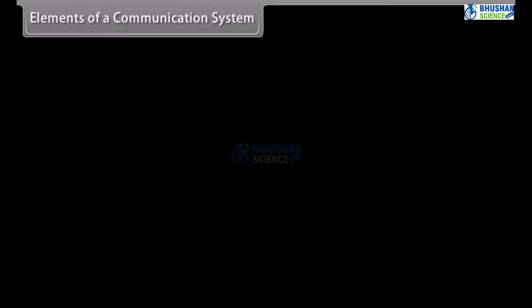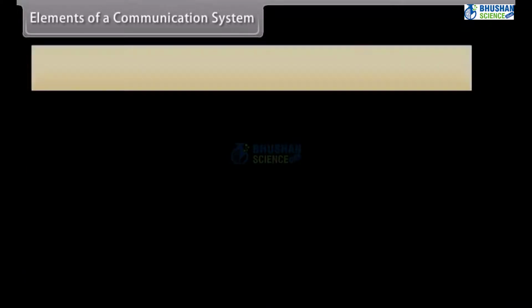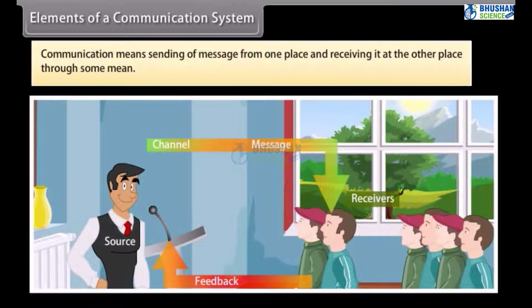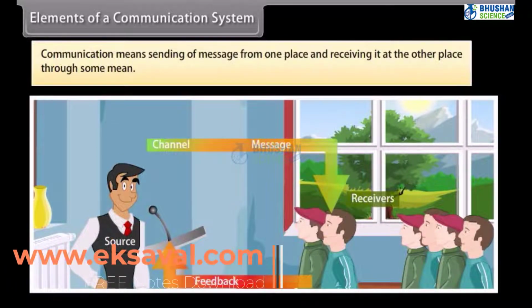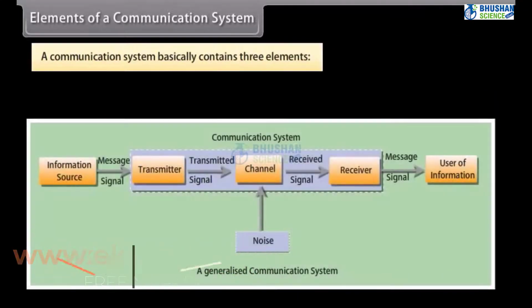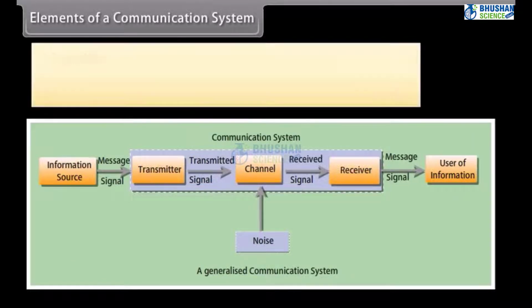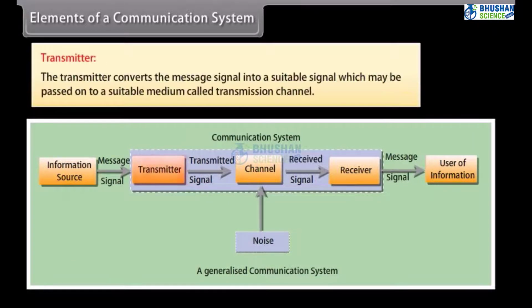Elements of a communication system. Communication means sending of a message from one place and receiving it at the other place through some mean. A communication system basically contains 3 elements. Transmitter. The transmitter converts the message signal into a suitable signal which may be passed on to a suitable medium called transmission channel.